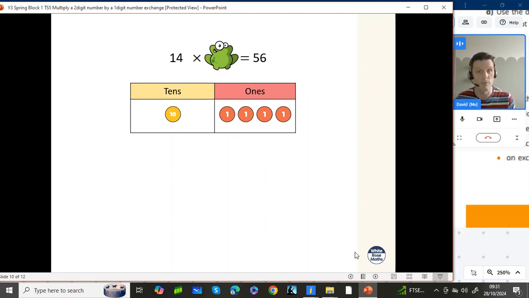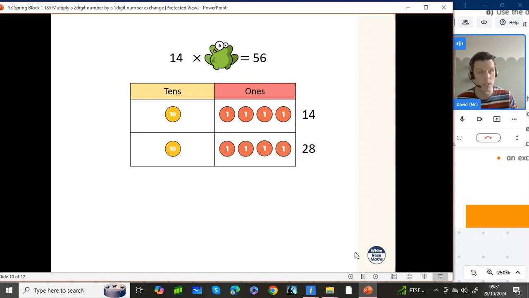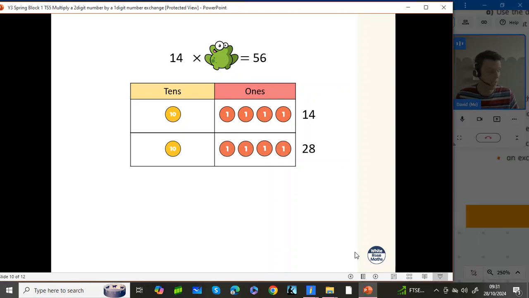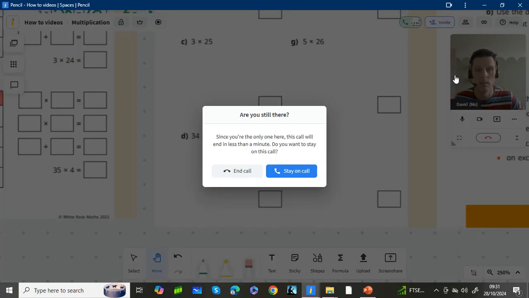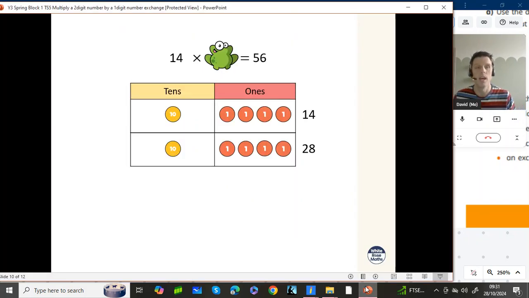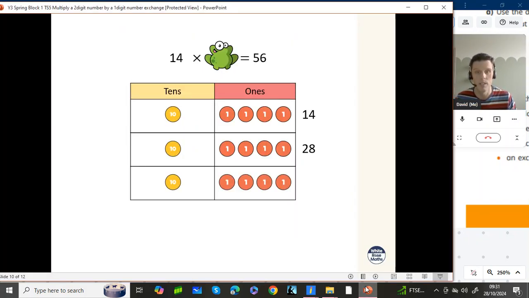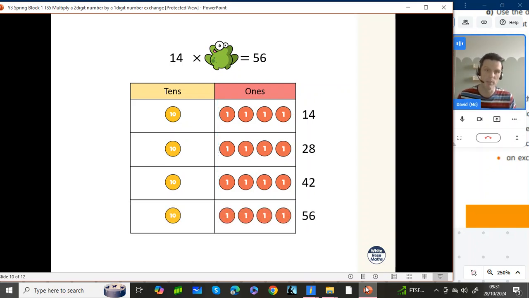So that's 14 represented on the place value chart. Okay. So if we add it again, we'd get 28. So we're going to add 14, and then we're going to add 14 again. So we've got 3 tens, but we've also got more than 10 ones. So we're going to do an exchange. We're going to have our total as 42. So we're nearly there. We add another 14, and now we've got 56.